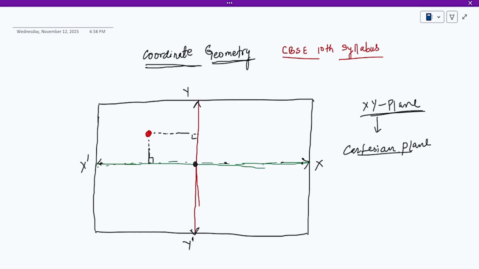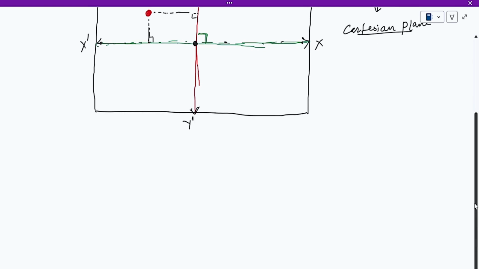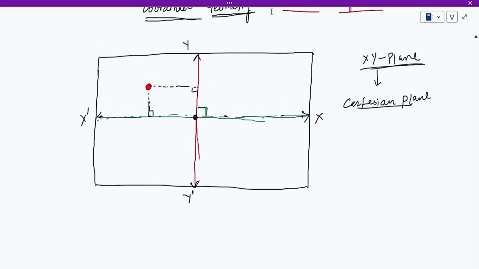Now this Cartesian plane is also known as the rectangular plane because of the property that the vertical line and the horizontal line meet each other at 90 degrees. They are intersecting each other at 90 degrees. So the Cartesian plane we call the rectangular plane too. This Cartesian plane is nothing but the rectangular plane.